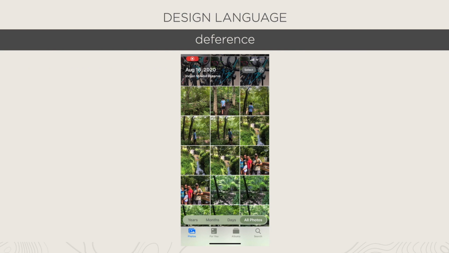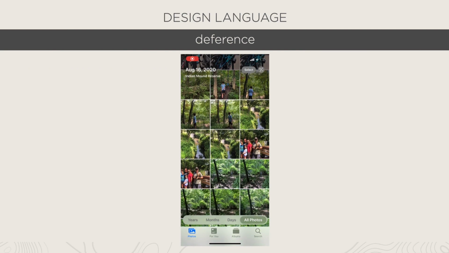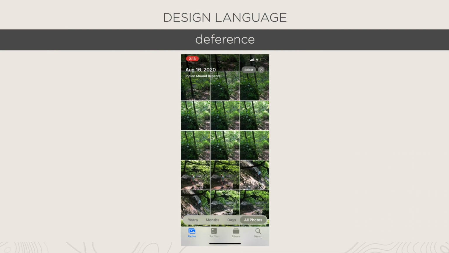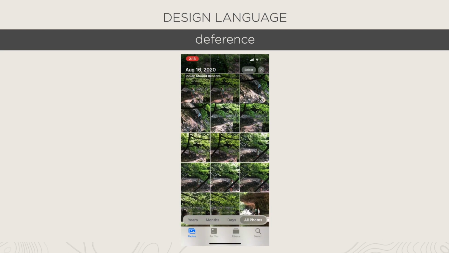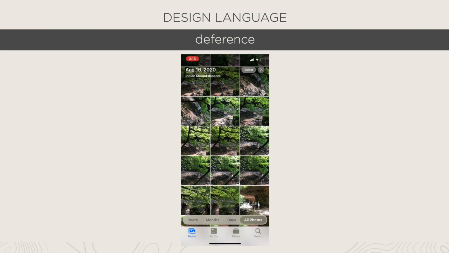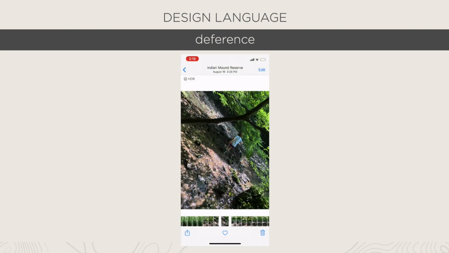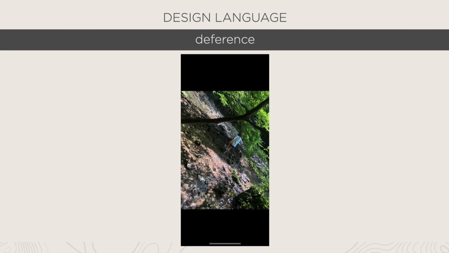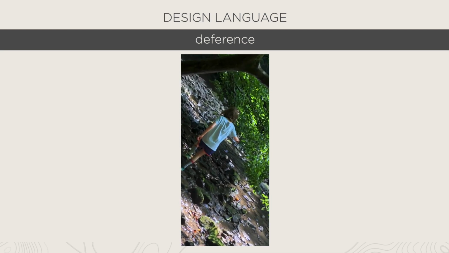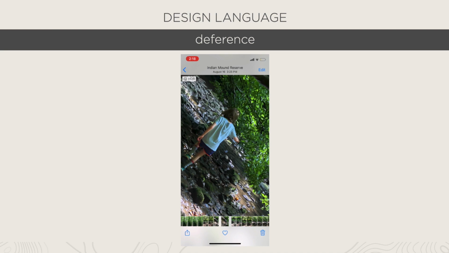Deference. This is a recording of the Photos app in iOS, and you can see that the content is primary. The photos themselves are the primary interface elements. If you want to load an image, you just tap on the image. There's no button that says, let me see this image. The image itself is a button. And then there's padding around the images, and they're just nothing. They're just black, or white rather.